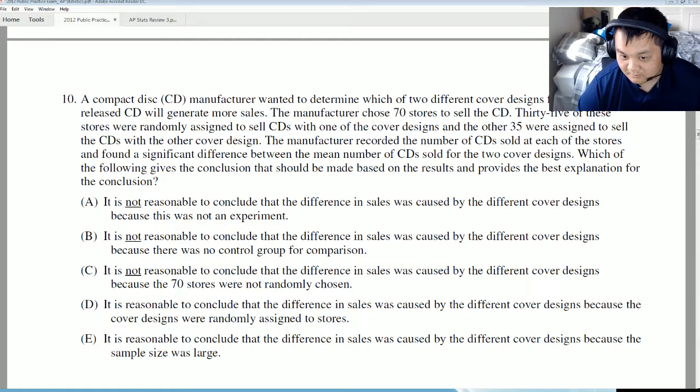What's the answer for this one though? You're correct. It's D. Because selecting the sample is basically a block design, right? The stores, but the cover was the treatment.